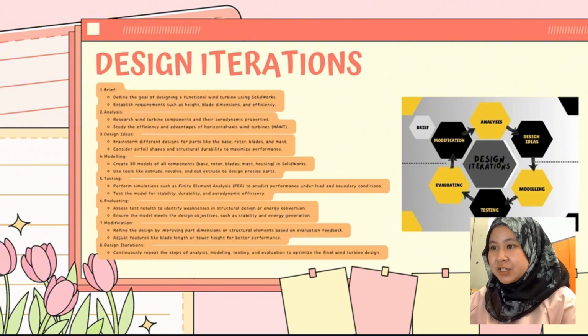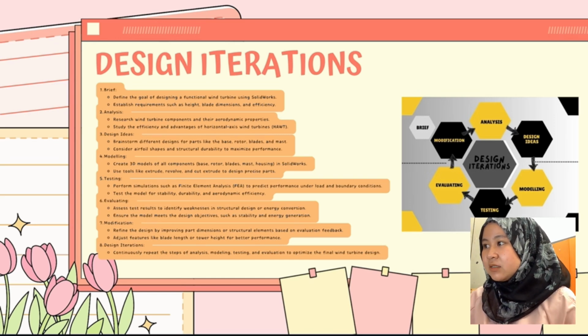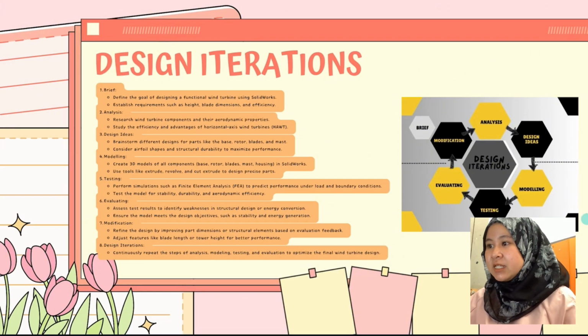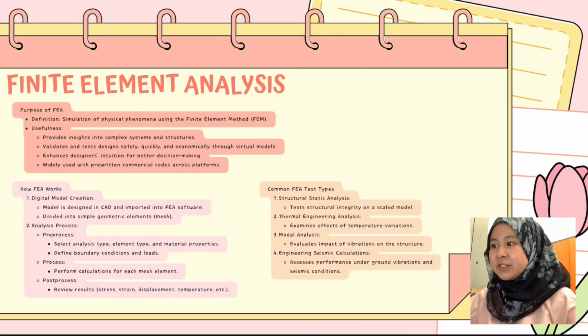Next is modification. We refine the design by improving part dimensions or structural elements based on evaluation feedback. We also adjust features like blade length or tower height for better performance. And the last one is the design iteration. We continuously repeat the steps of analysis, modeling, testing, and evaluation to optimize the final wind turbine design.